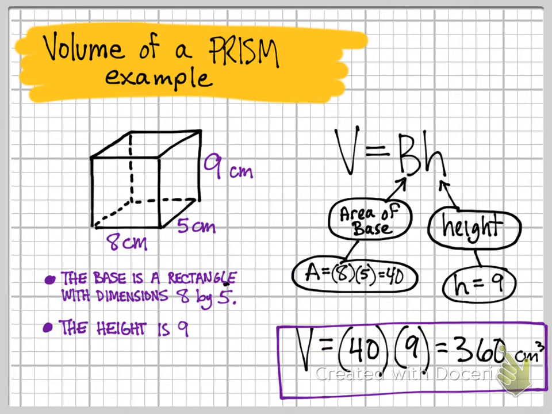First, for the area of the base, we have a rectangle with dimensions 8 by 5, so the area of the base is 8 times 5, or 40. For the height, we have a height of 9, so the area of the base is 40 and the height is 9. So the overall volume is the area of the base, which is 40, times the height, which is 9. 40 times 9 is 360, and the units are centimeters cubed, or cubic centimeters. This means that our box could hold 360 cubes that were 1 centimeter by 1 centimeter by 1 centimeter.